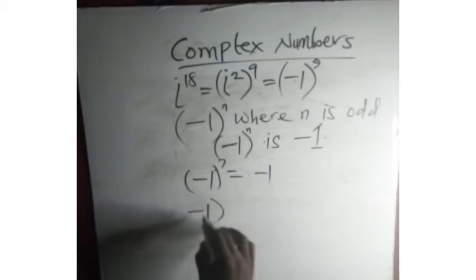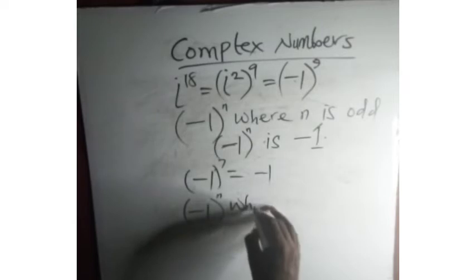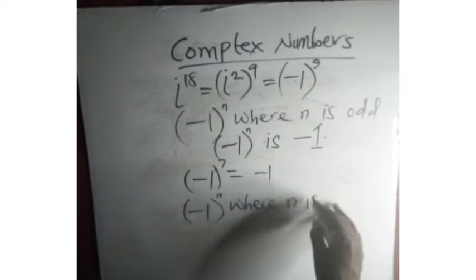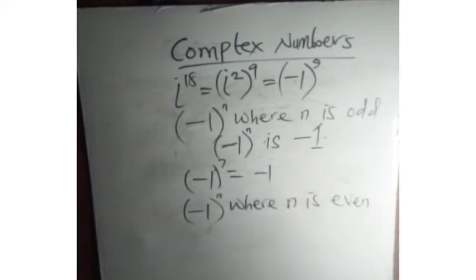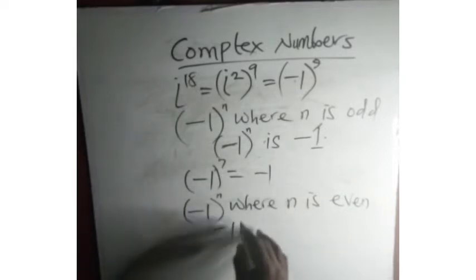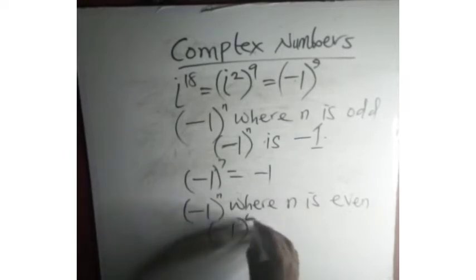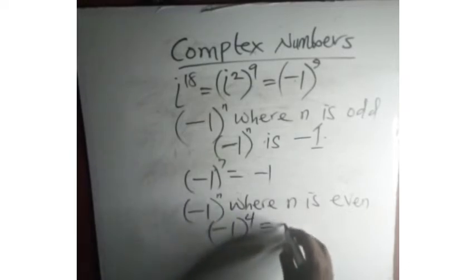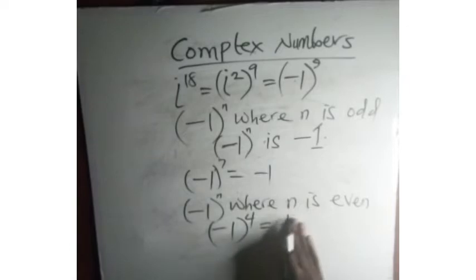And if we also have minus 1 raised to the power of n, where n is even, even numbers 2, 4, 6, 8, 10, 12, and the rest. So if n is even, let's say minus 1 raised to the power of 4, we have it that we have plus at the front, right? But we don't put the plus, so it's just going to be 1.